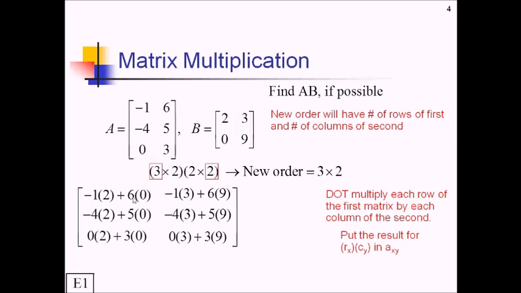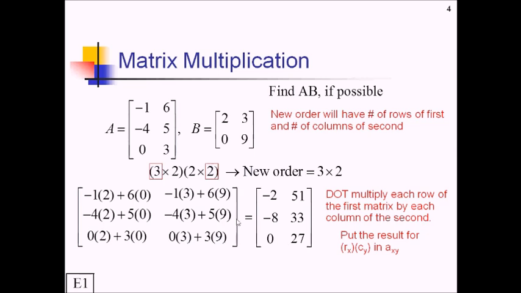So starting at the top here, this is going to be -2 plus 0, so just -2. Then we'll have -3 plus 54, so that would be 51. -8 plus 0, so just -8. -12 plus 45, so that's 33. 0 plus 0 is 0. And then 0 plus 27 is 27.